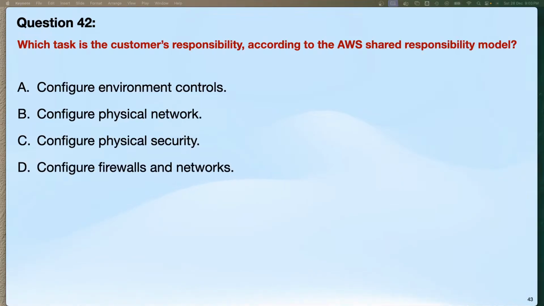42. Which task is the customer's responsibility according to the AWS shared responsibility model? Again, this is evaluating how much you know about what is AWS responsibility and your responsibility, right? So let's evaluate the options. Configuring environmental controls. No, we don't care, right? It is not customer responsibility. AWS will take care of the environment of the regions and data centers, right? Configuring the physical security. No. Network. No, right? Configuring the firewalls and networks. It is a customer responsibility to configure our workloads, firewalls and networks. So answer is D.